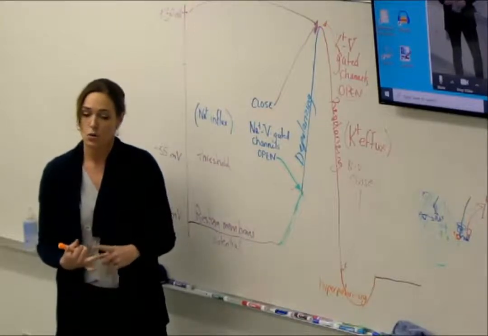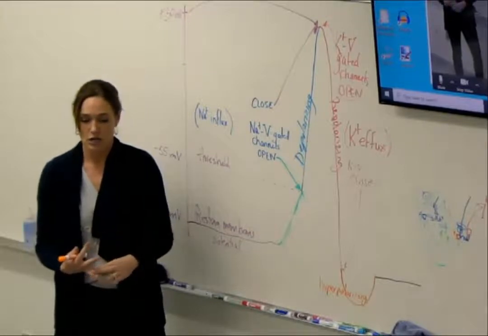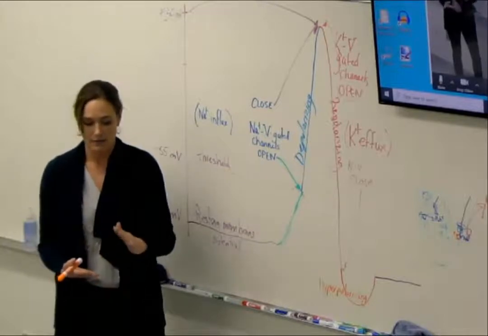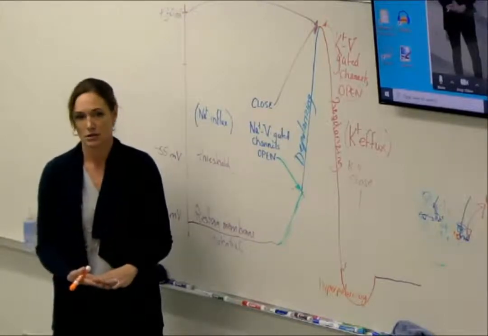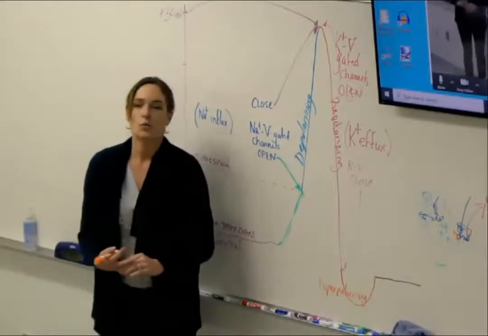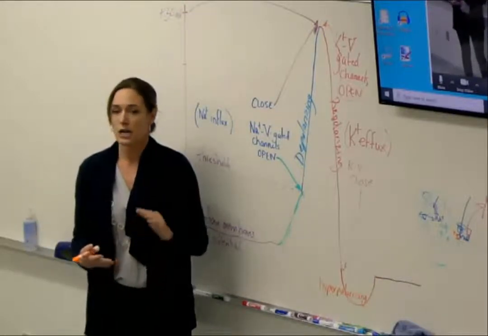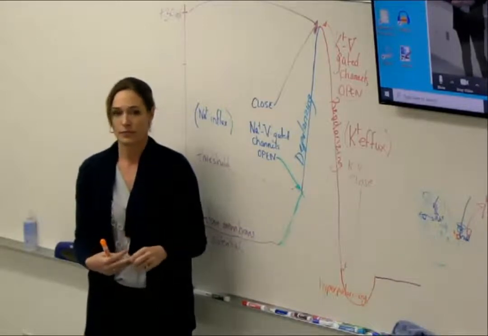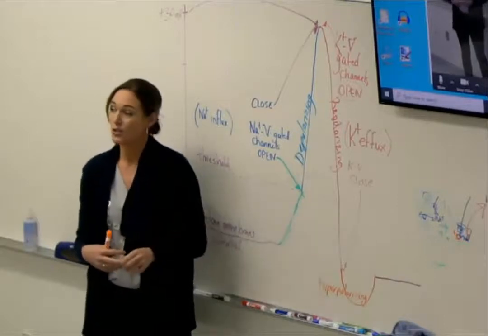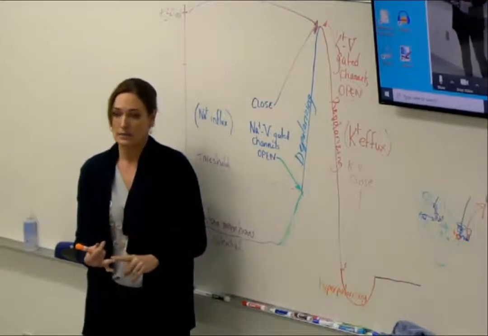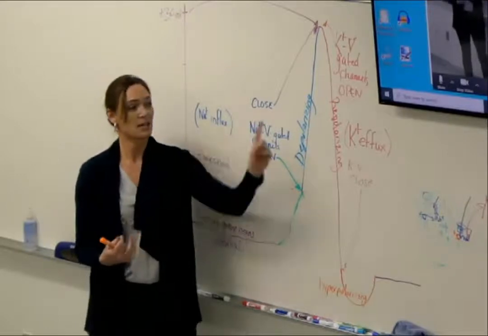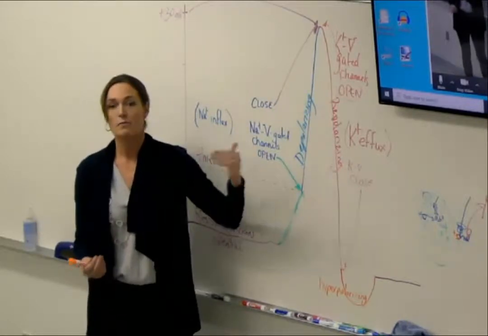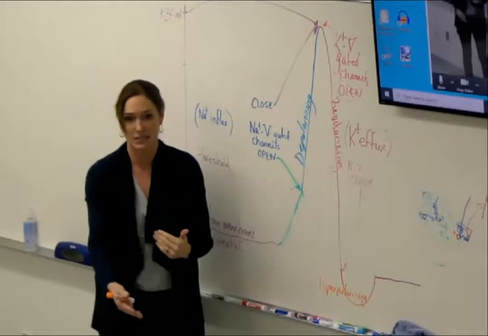So if I were to ask a test question of a voltage, what voltage would open potassium voltage gated channels? You say plus 30, exactly. What would you say is the primary ion responsible for repolarization? The test might say potassium influx. They might say potassium efflux. So not only do you know that potassium is responsible for repolarization, but you have to remember it's potassium leaving the cell rather than coming in.